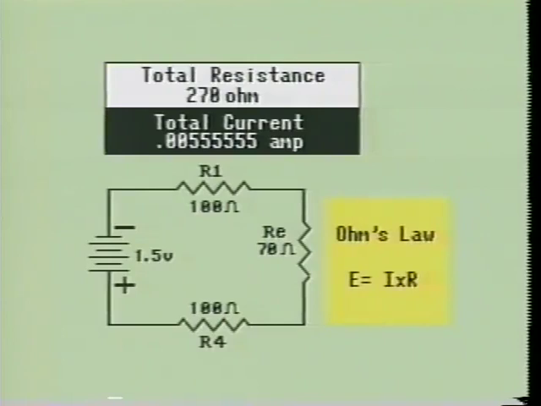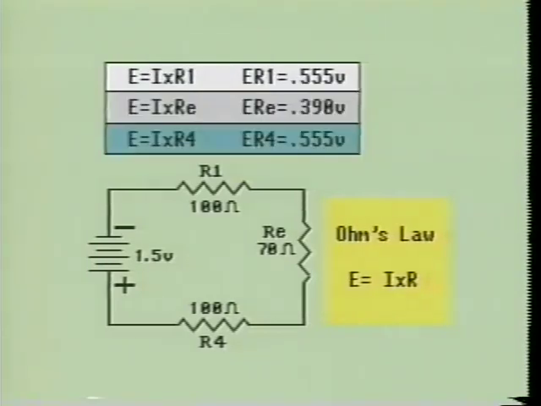We now know the total current flow and the resistance of the circuit, so we will now use the Ohm's law formula E equals I times R to calculate for the voltage drop across each resistor. When we multiply the current times the value of R1, we show R1 has a voltage drop of 0.555 volts. When we multiply the current times the R2-R3 equivalent resistance of 70 ohms, we see that R2 and R3 will have approximately 0.39 volts. The actual voltage drop across RE is 0.388885 volts. When we multiply the current times the value of R4, we see that R4 has 0.55 volts across it.